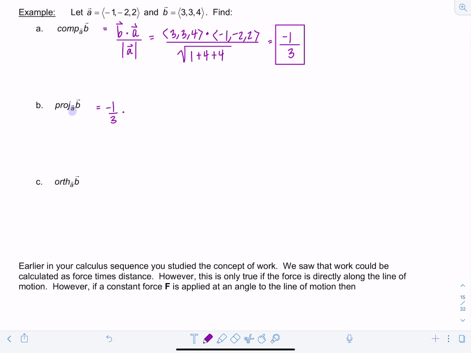So I've got my scalar projection. I want to send it along A. I need A to be a unit vector, so I need to multiply this by <-1, -2, 2>. But I've got to divide by the magnitude. I want to preserve that length. So divided by 3, this is going to give me -1/9 times <-1, -2, 2>. And then distributing the -1/9 through, I get the vector <1/9, 2/9, -2/9>.